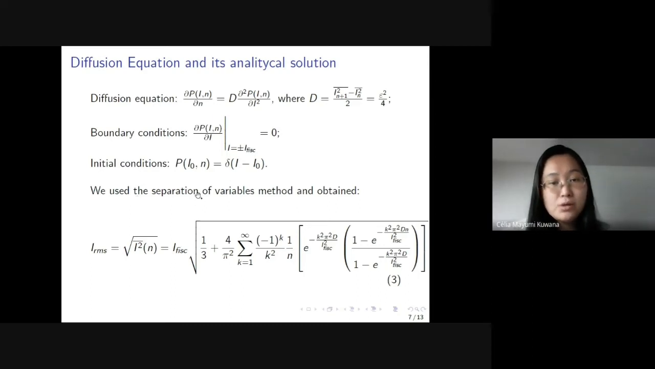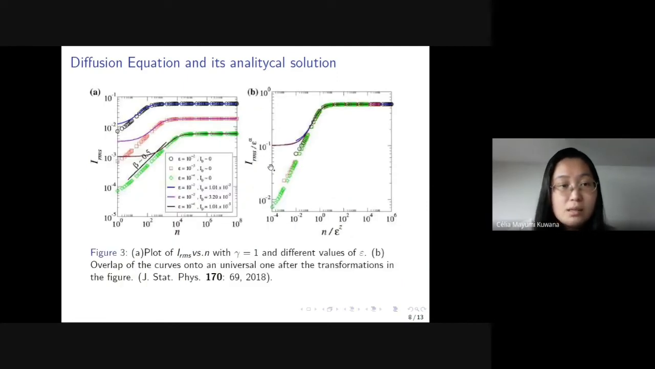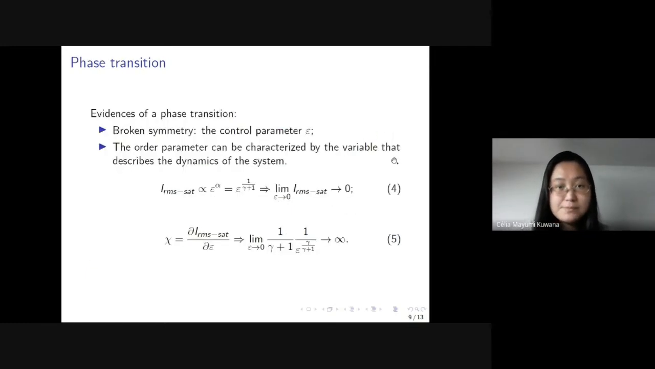We use the separation of variables method and obtain this expression for the I root mean square. And we plot this expression here in the continuous lines, and the symbols are the simulations. We have here the good agreement between them, and when we consider these transformations, we overlap all those curves onto a universal one. We have here scaling invariance, and because of the scaling invariance, we can talk about the phase transition.